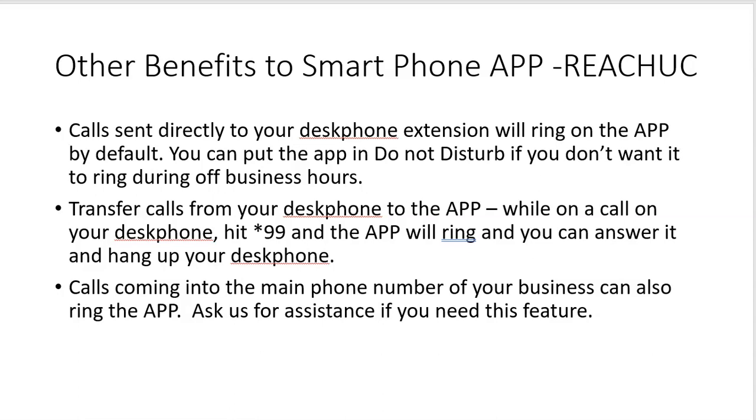Another benefit would be calls that are coming into your main phone number can be programmed to ring the app. So maybe you're away from your desk most of the time and you would never like to miss a call. We can help you by programming your main number to ring the app as well. It normally by default does not ring the app, but we could set that up for you in a matter of minutes. That is not to be confused with the feature up here when your desk phone extension rings, that the app rings. There's a different ringing assignment for the main phone number that has different rules applied for it.